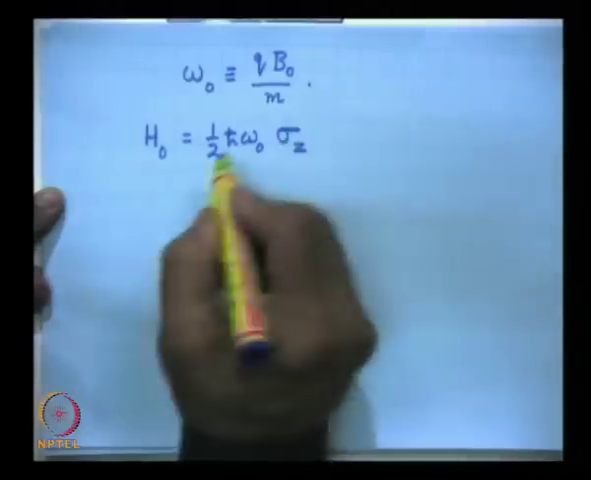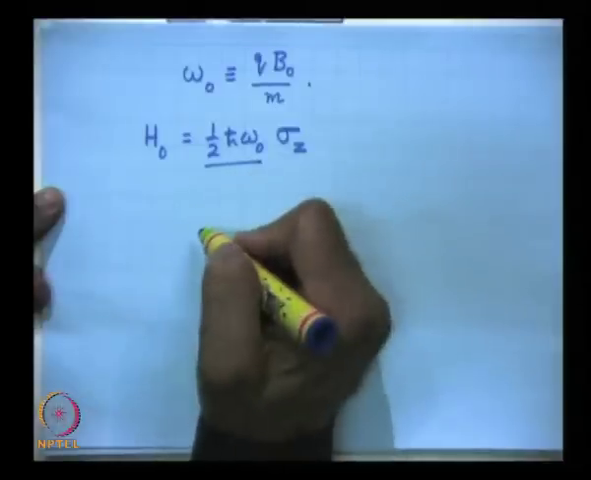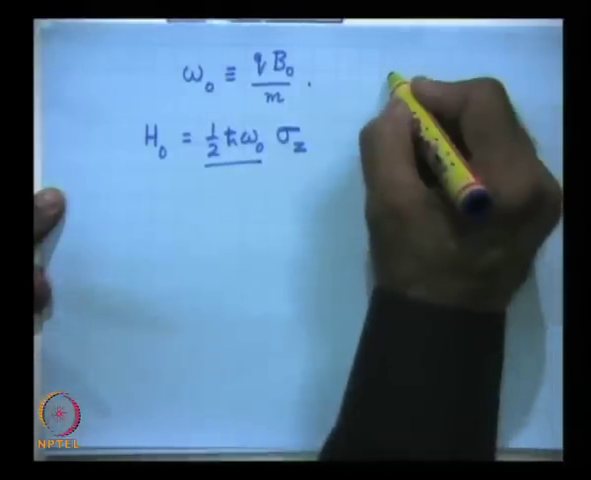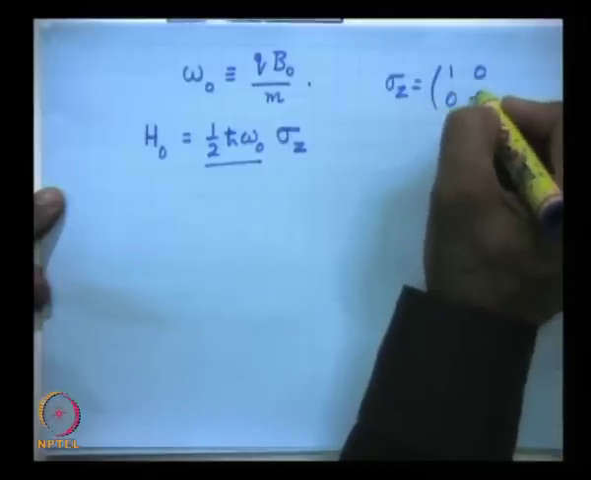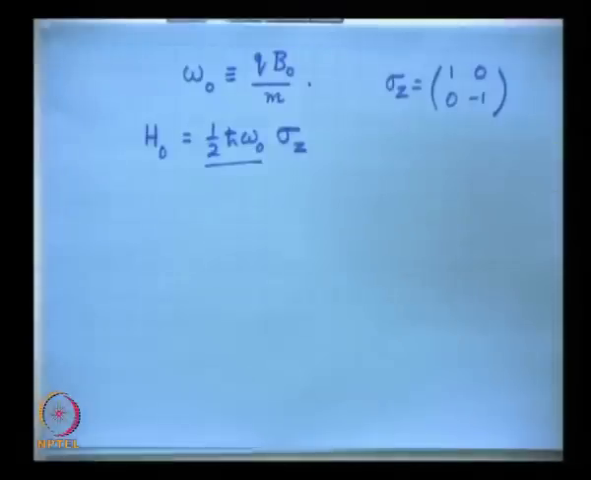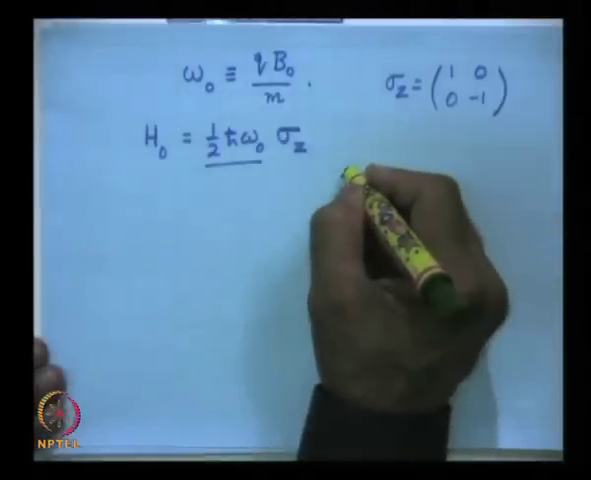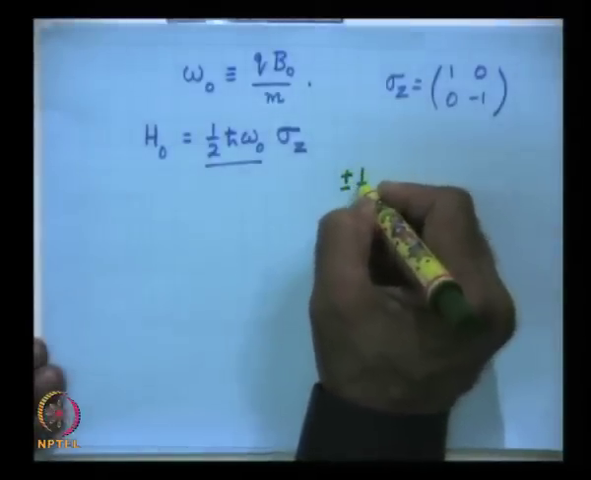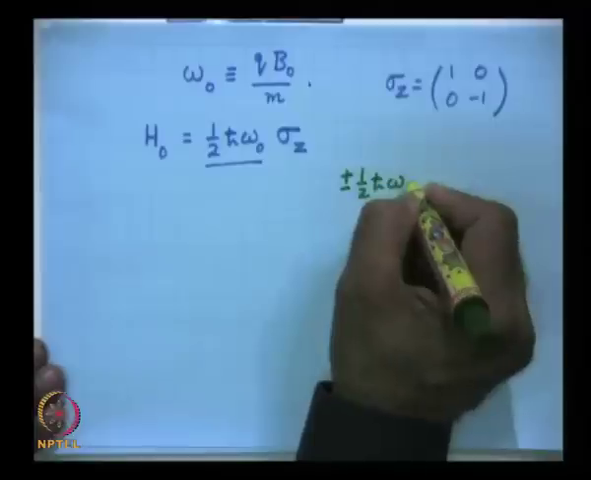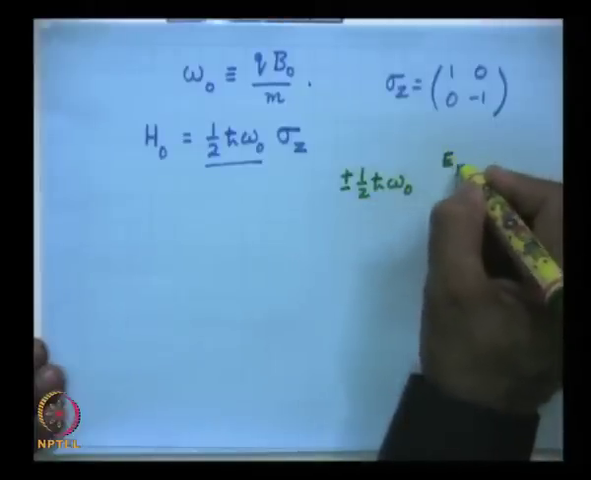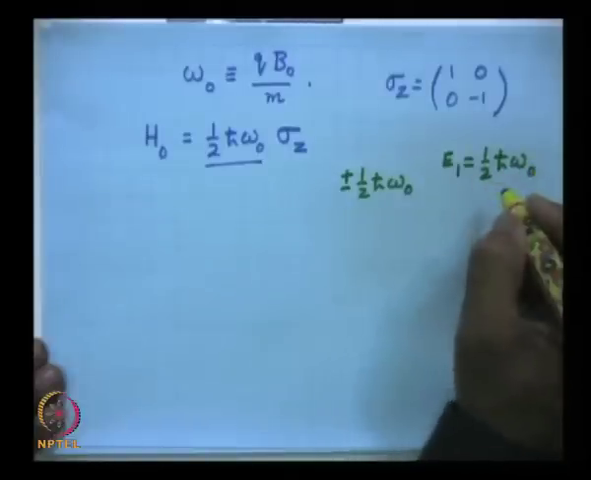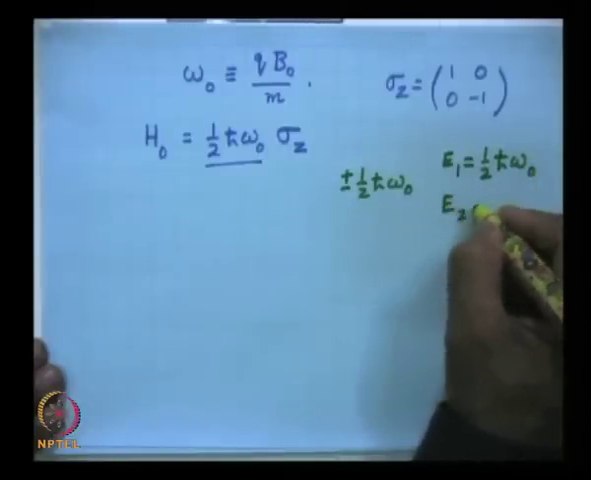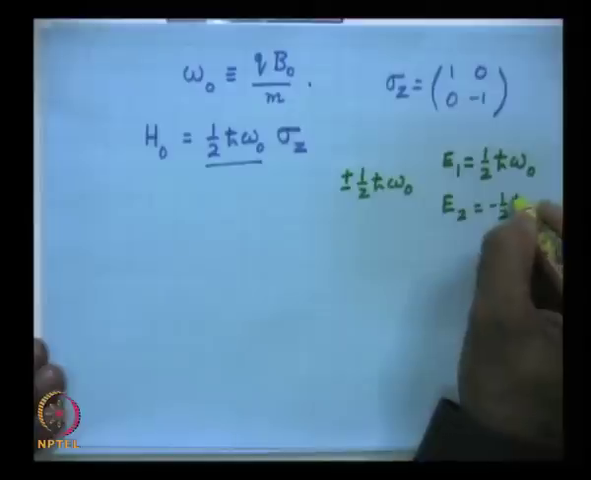This is a constant. The eigenvalues of sigma z, as you know, where sigma z is the matrix 1, 0, 0, minus 1, are plus 1 and minus 1. So, the eigenvalues of H naught are plus half h cross omega naught and minus half h cross omega naught. So, the two energy states are E1 equal to half h cross omega naught, and E2 equal to minus half h cross omega naught.